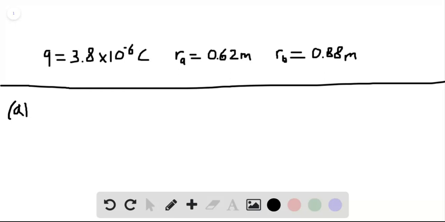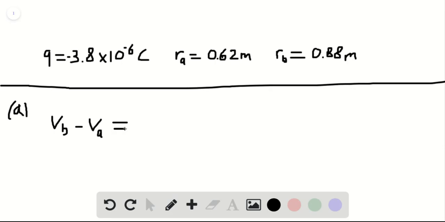So given the fact that a charge Q is equal to negative 3.8 times 10 to the minus 6 coulombs. Oh, I forgot my negative sign there. So minus 3.8 times 10 to the minus 6 coulombs. And point A has a distance r sub A of 0.62 meters, and point B has a distance r sub B of 0.88 meters. So using that, we can determine VB minus VA.